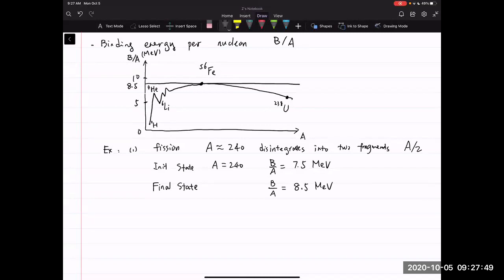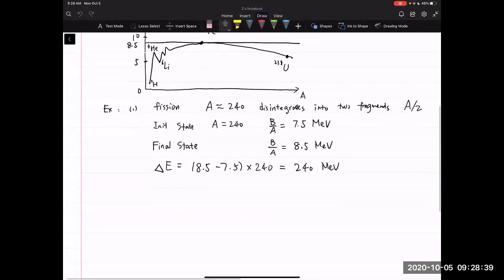Then we can use this binding energy per nucleon to compute how much energy is released. This delta E, the amount of energy that gets released, will be equal to 8.5 minus 7.5, right? So this is the change in binding energy per nucleon, times the number of nucleons, 240. So this delta E will be 240 MeV. See, with a very simple estimation based on binding energy, we're able to compute this fission energy, and it's actually very close to the real thing.